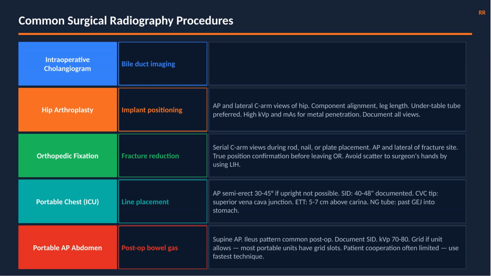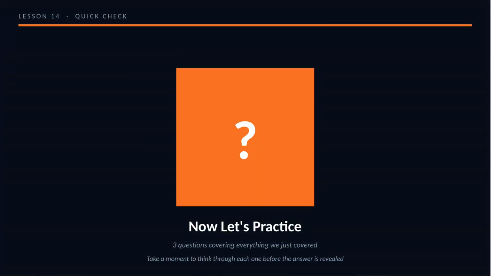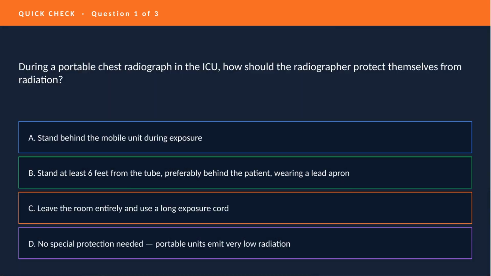Portable AP abdomen. Supine AP. Post-operative ileus pattern is common. Document incident kVp, 70 to 80. Grid when the unit allows it. 3 surgical and mobile radiography questions.